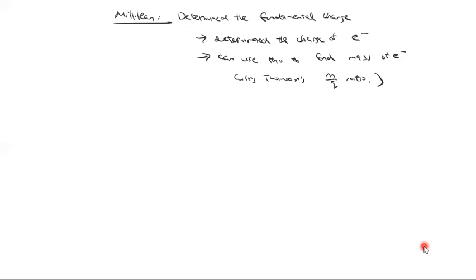Because Thomson's giving you a fraction, right? Thomson's giving you a ratio between mass and charge. So if you know one of them, which is what Millikan did, then you know the other, all right? So Millikan's experiment is something that we'll need to quickly go through. It might be a bit difficult to draw, but the idea is quite simple.